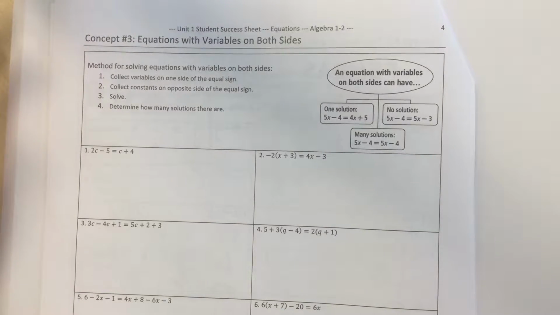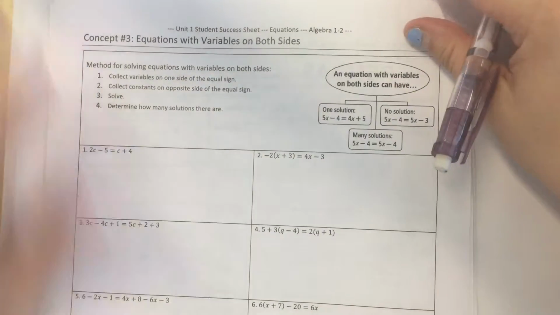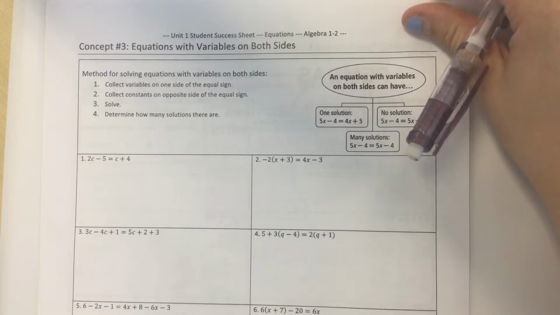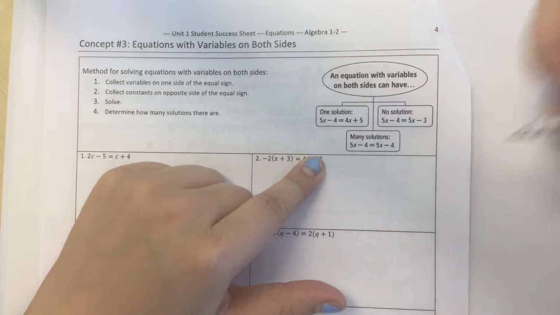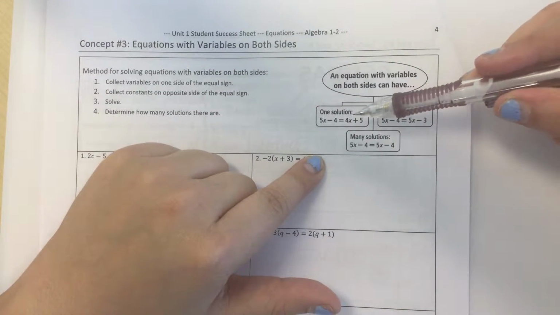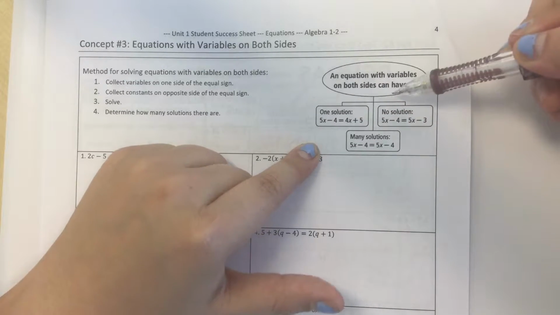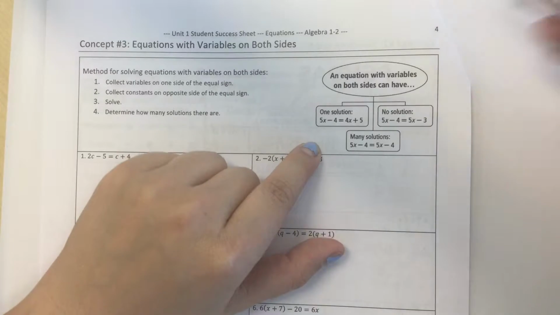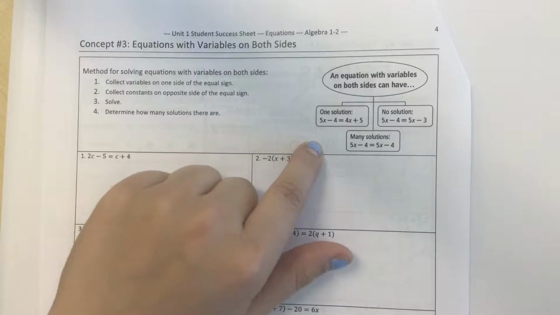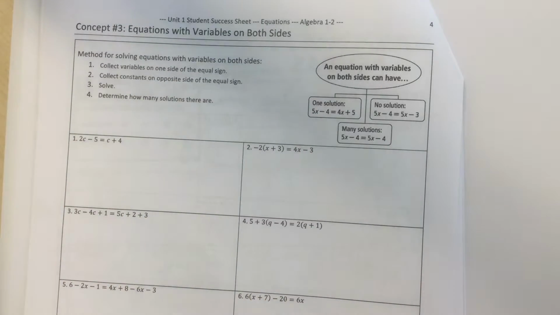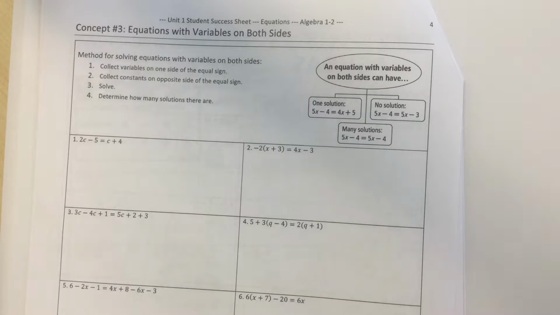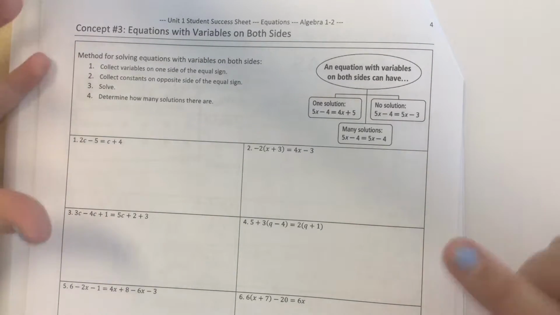Okay, concept number 3, equations with variables on both sides. So these get a little bit more complicated than the equations you've been solving already because these ones can have more than one solution. They can have one solution, no solution, or many solutions. So what you want to do is look and see, can I get a variable by itself?